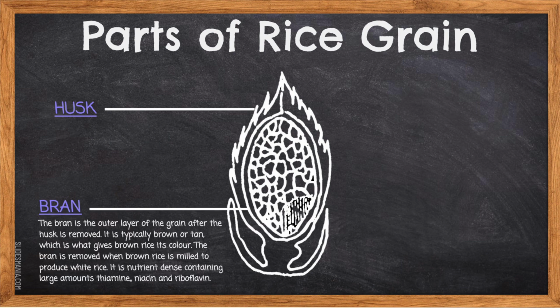Next layer is the bran. The bran is the outer layer of the grain after the husk has been removed. It is typically brown or tan, which gives the brown rice its color. The bran is removed when the brown rice is milled to produce white rice. It is nutrient dense, containing large amounts of thiamine, niacin, and riboflavin.